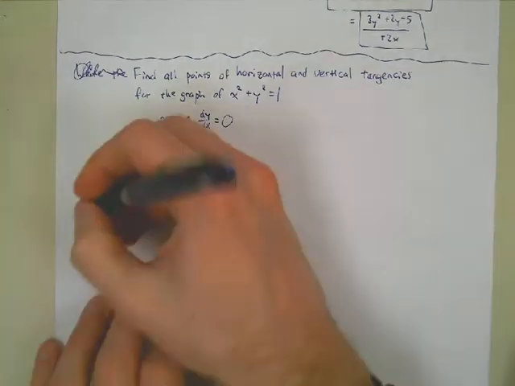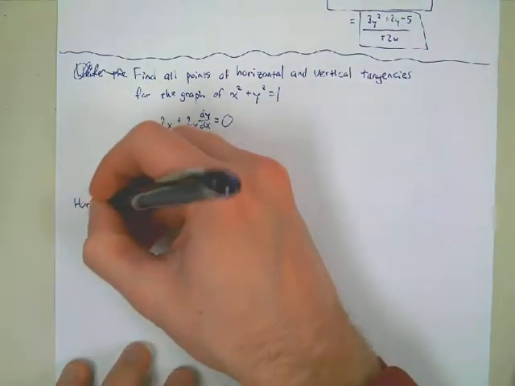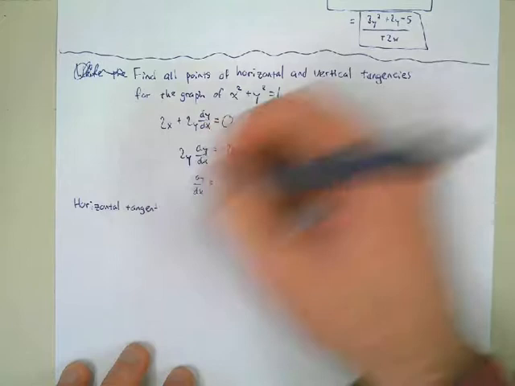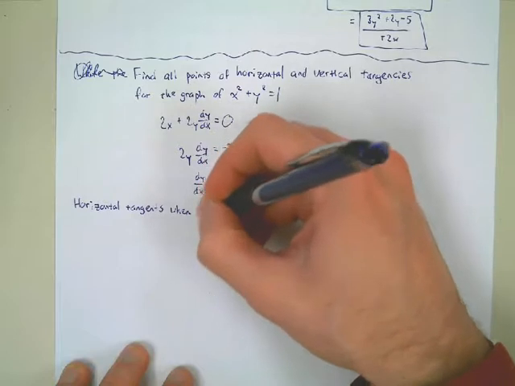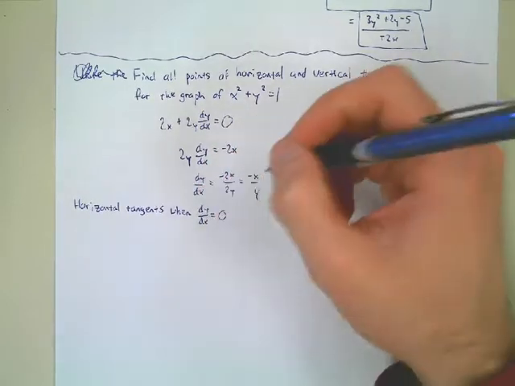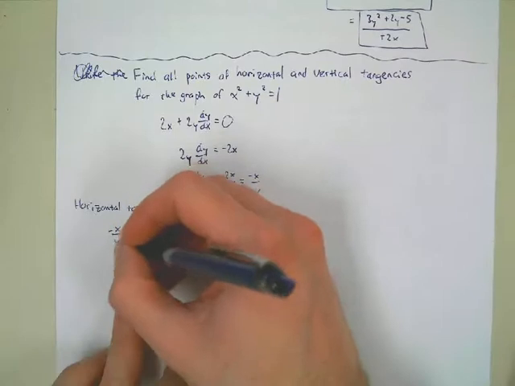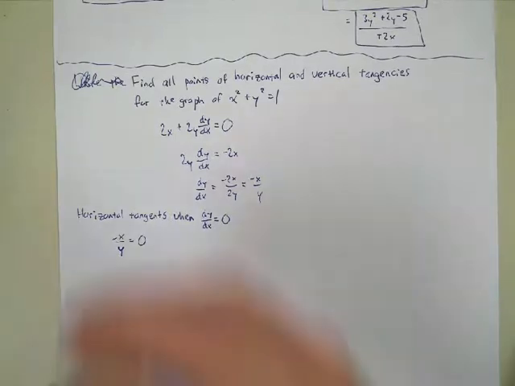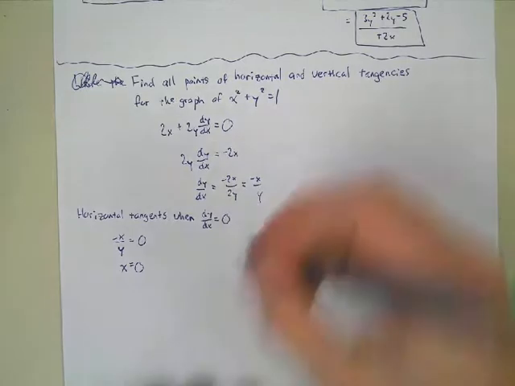So let's find the horizontal. So again, horizontal tangents when dy dx equals what? 0. Horizontal tangents are when dy dx equals 0. So we're going to take this derivative here, negative x over y, and set it equal to 0. Now, when is this thing equal to 0? When x equals 0. Can that just be the answer for a horizontal? We'll come back to that. Let's go to vertical.